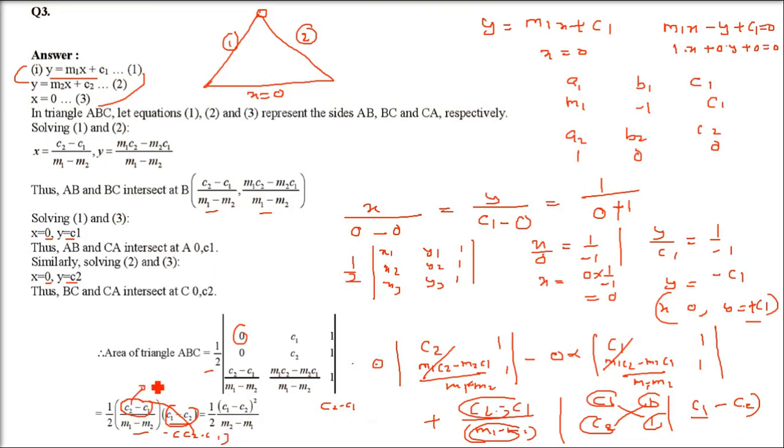Or you can take C1 minus C2 also. It depends on you. Negative will come out from one of these. So I'm just taking it as C1 minus C2 whole square, because C1 minus C2, C1 minus C2. But negative is also there.